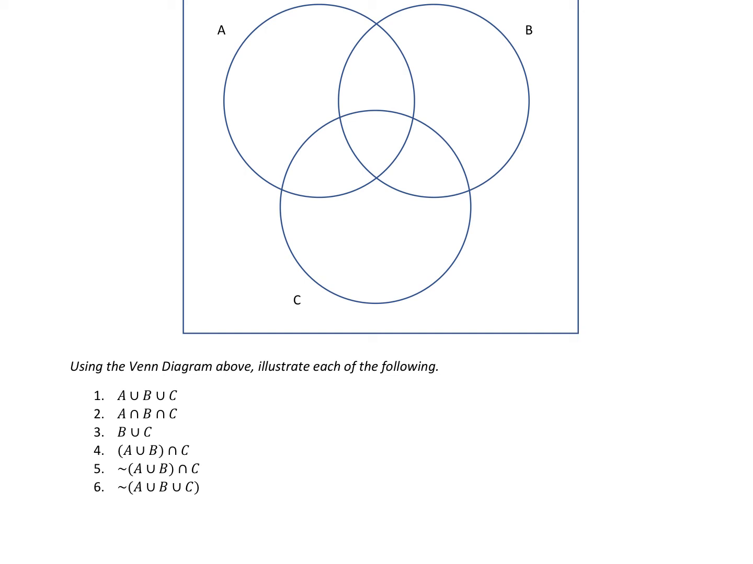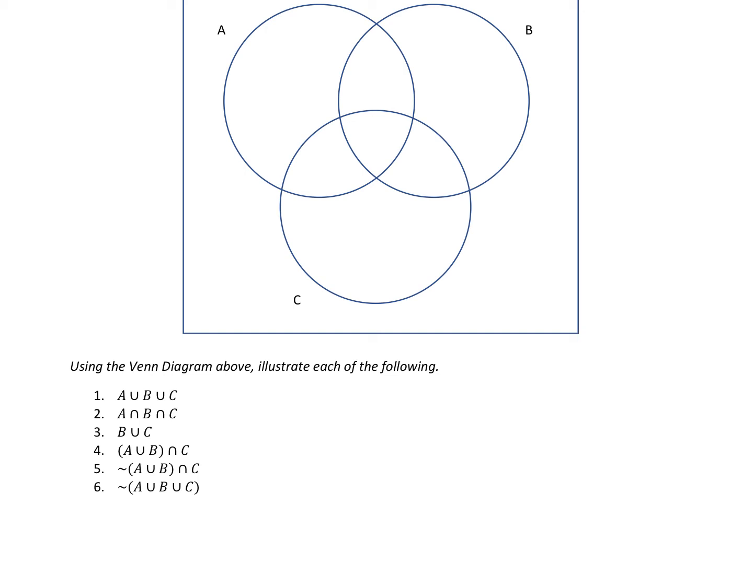And then union C, that means everything in set C would be included. So A union B union C would be pictured above.